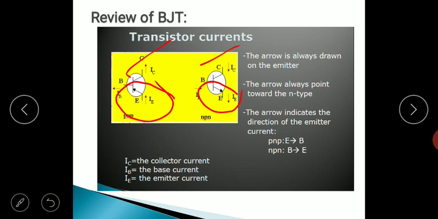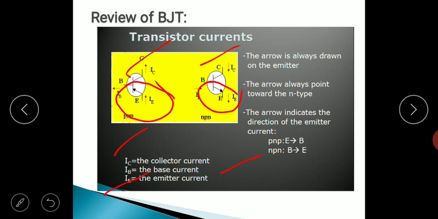The base emitter voltage is normally denoted by VBE and the collector base voltage can be denoted by VCB. Now since there are three terminals, emitter, base and collector, there are three currents, and those three currents are denoted as IC, the collector current, then IB, the base current, and IE, the emitter current.